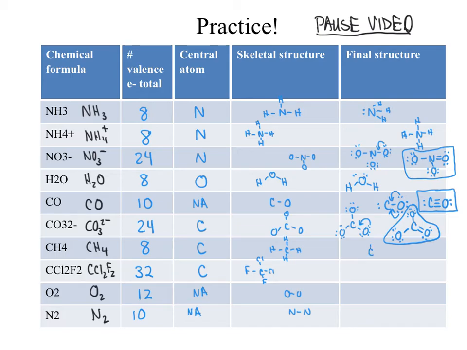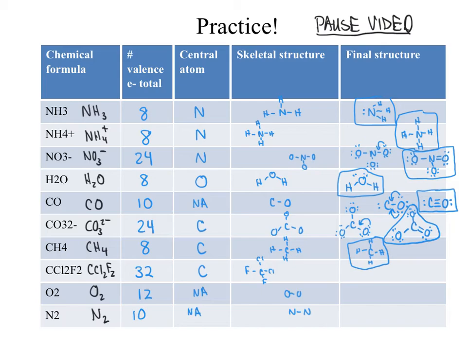We don't have to do anything to make it any better than what it is, because everything has a full valence shell, and I don't have to make any double bonds. Okay, I'm just going to put a box around all of our final structures.